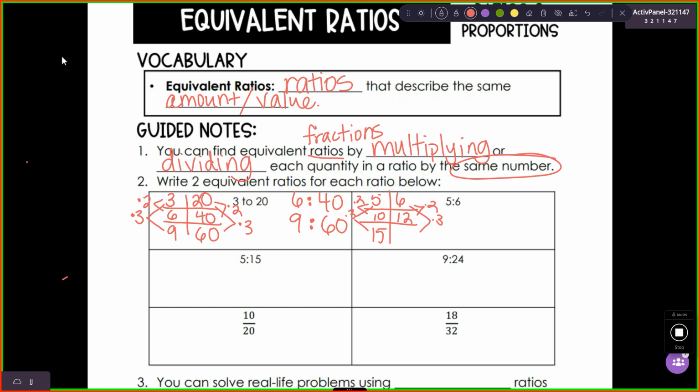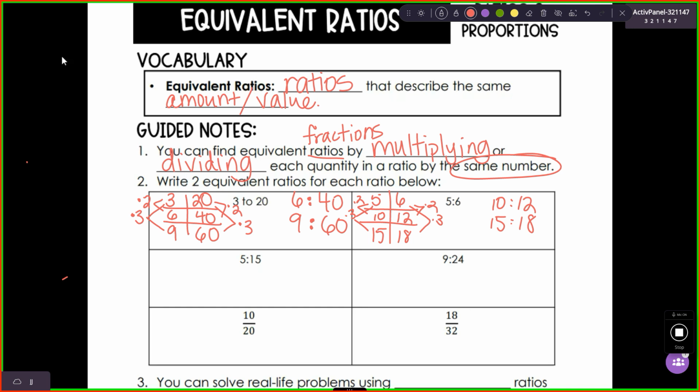5 times 3 is? Now, 6 times 3 is? 18. There you go, girl. Alright, here we go. So, 5 to 6 was my first ratio. My next ratio is 10 to 12. What's another one? Would 50 to 60 be one? Why, what would I multiply by? 10. Okay, y'all so smart. Look at y'all go. Alright, look at my next one.